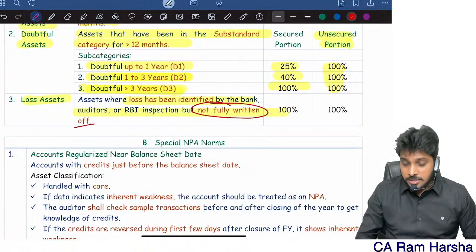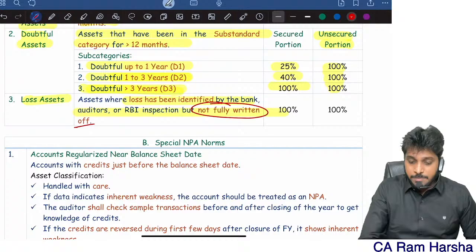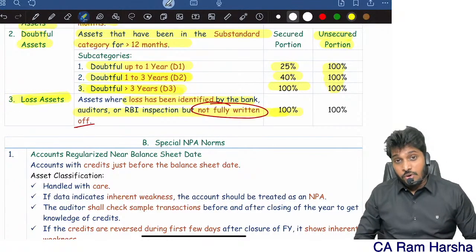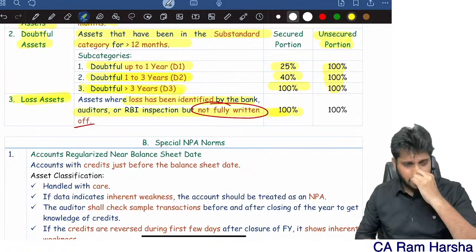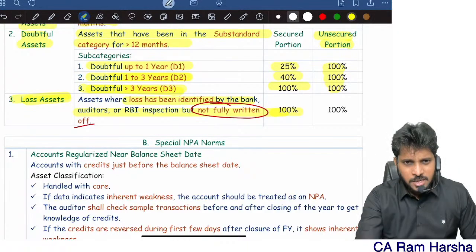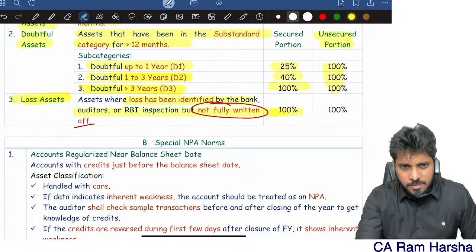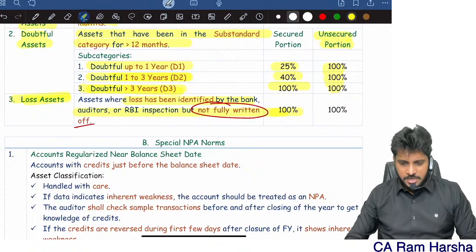Suppose the asset is treated as a loss asset and not fully written off in the bank, then you can maintain 100% provision. For a loss asset, either they create 100% provision or they write it off completely. Any of it can be done. I hope everything is clear.